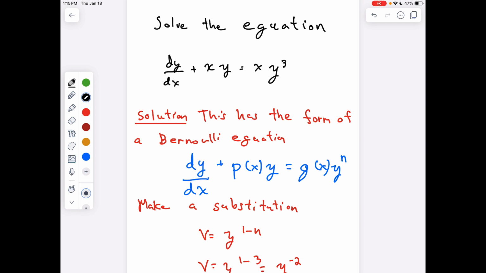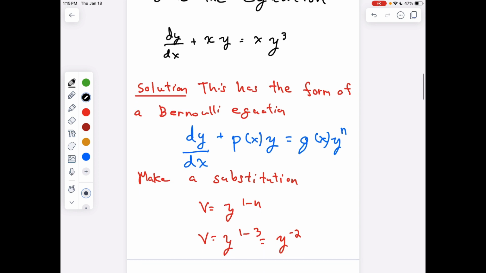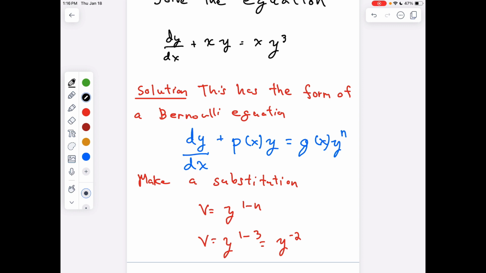So how do we go about solving these equations? First thing we're going to do is a substitution. We're going to choose the letter v, or whatever you want to choose. It's just that v is kind of the default usually with these problems. We take v equal to y to the 1 minus n. In our case, n in this problem is 3, because that's what y is raised to on the other side of the equation. So it'd be y to the 1 minus 3, or y to the minus 2. So we have that v = y⁻².